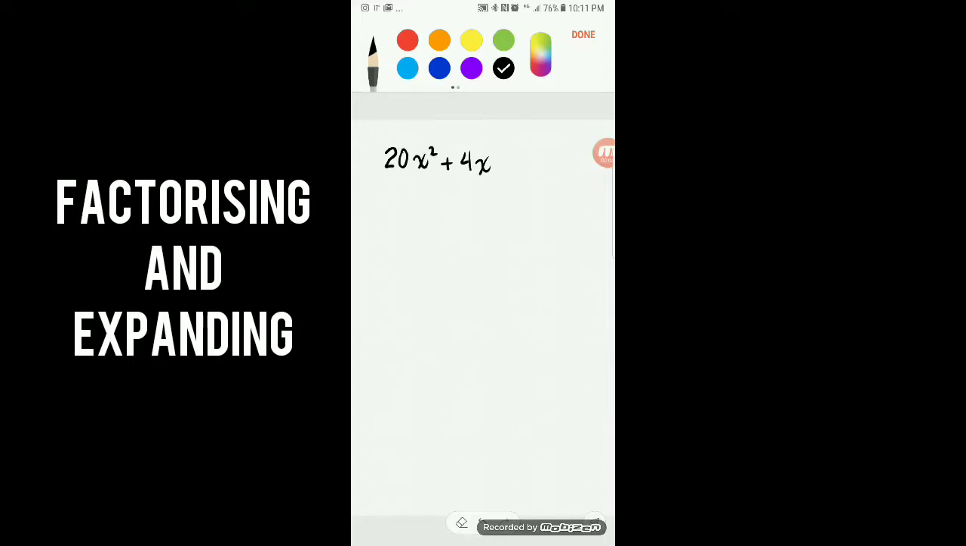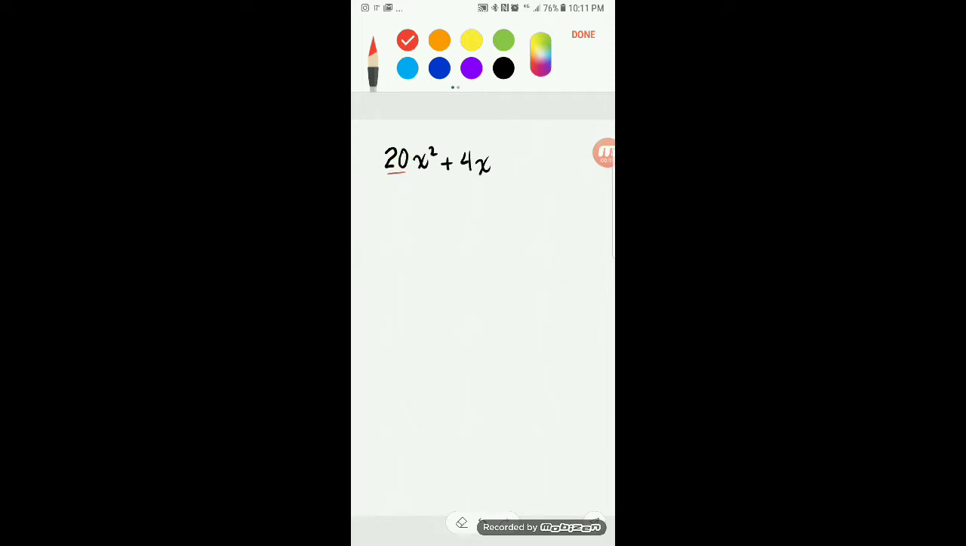Okay, so let's factorize this and then check by expanding. So the first thing you have to do is you need to look at the number. Okay, let's work on the number first before the variables. Okay, so we need to look for the HCF of those two numbers. So let's use the ladder method. So we have 20 and 4.